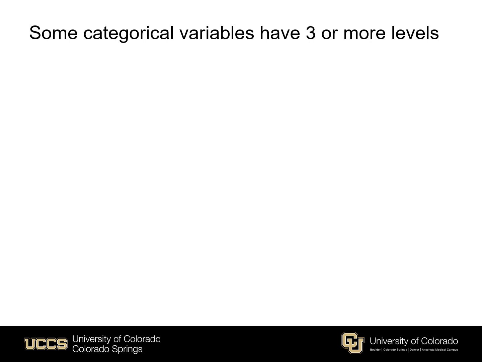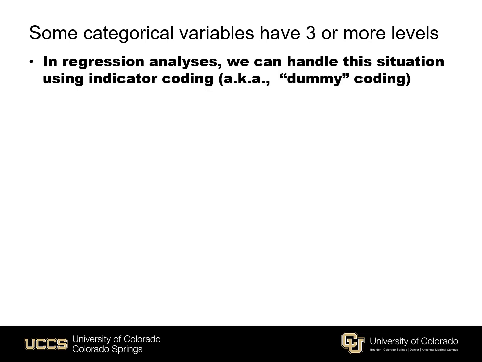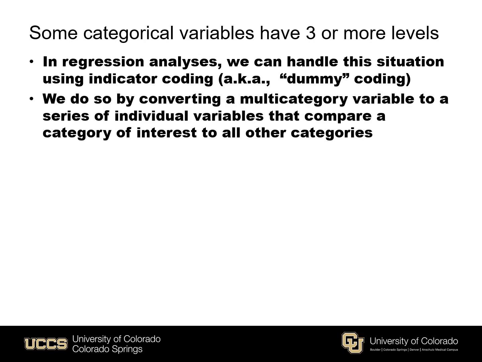As you would expect, some categorical variables of interest have 3 or more levels. So what do we do then? Well, in regression analyses, we can handle this situation using something called indicator coding. You may also hear me or others refer to it as dummy coding. What we do is convert a multi-category single variable, maybe it's 1 to 5, into a series of individual variables, each comparing a category of interest to all the other categories.